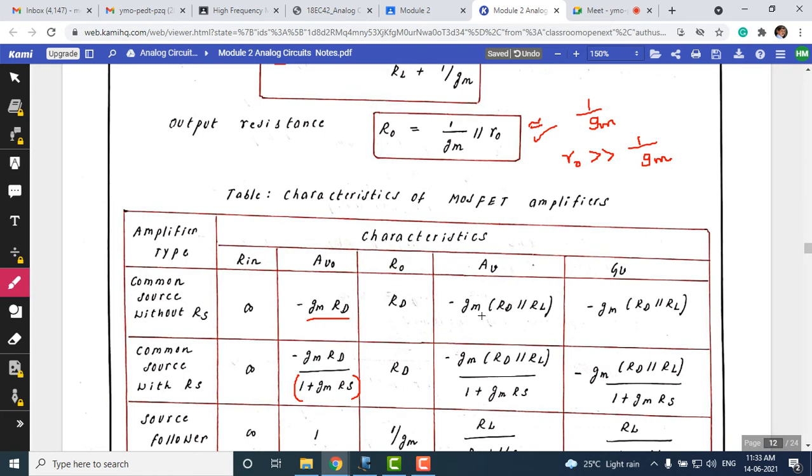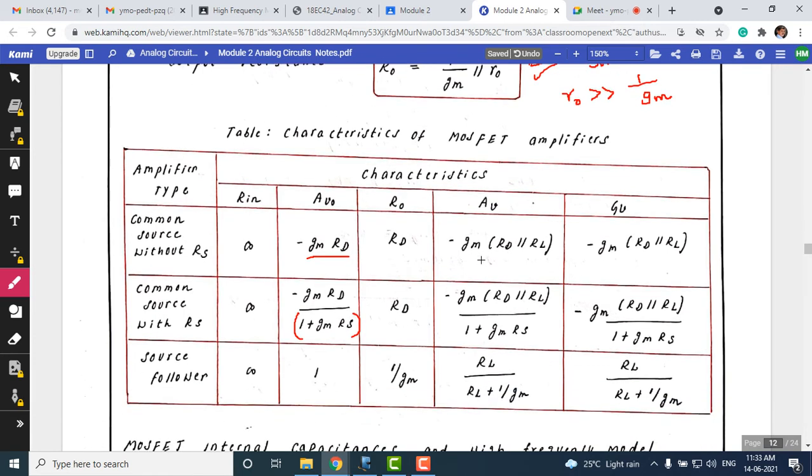Voltage gain, as you can see here, minus Gm is there everywhere except here, but look at here, just RD parallel with RL, whereas here along with this you will have 1 plus Gm into RS. More or less if you see the first and the second row, all these equations have 1 plus Gm into RS, even with the overall voltage gain there is 1 plus Gm into RS.